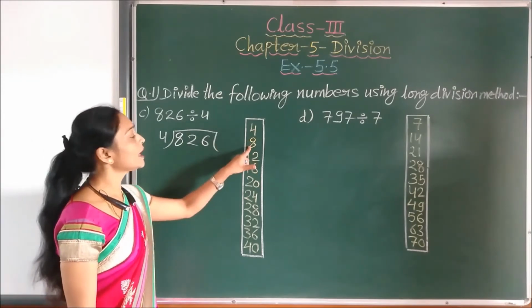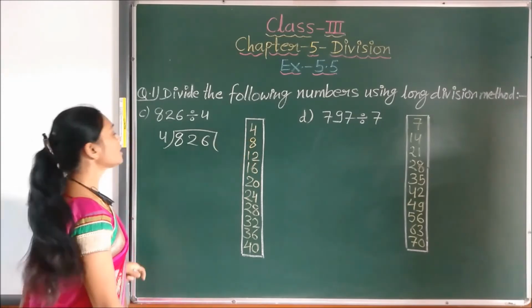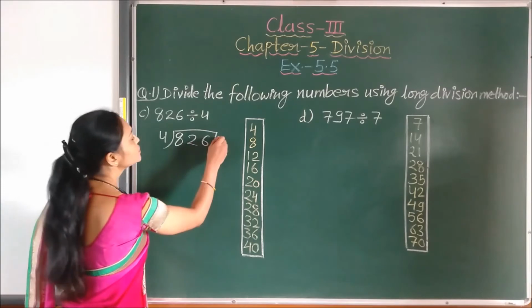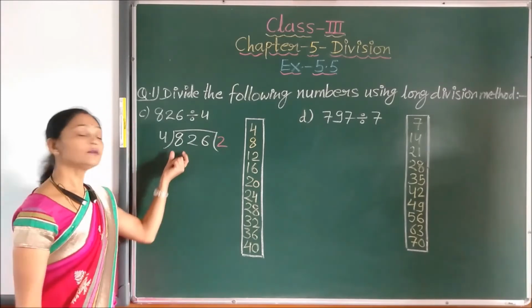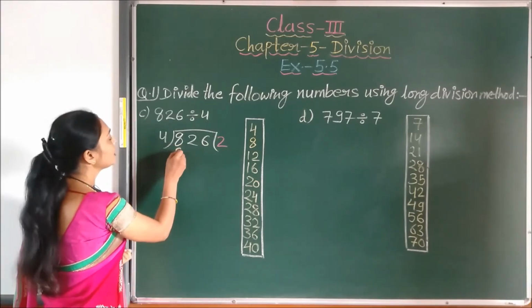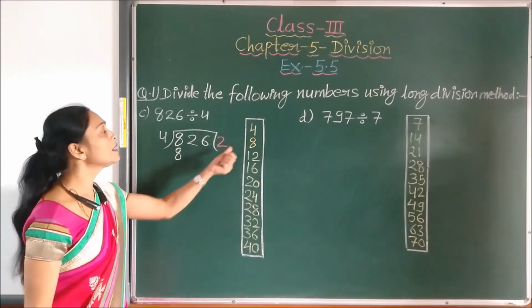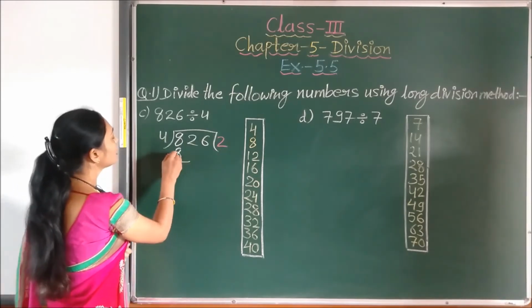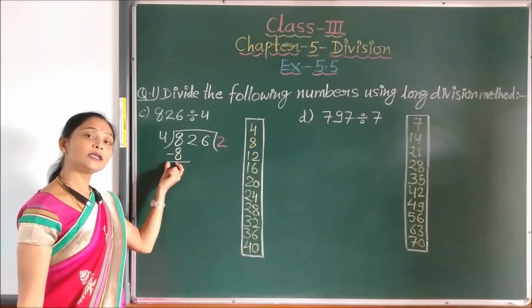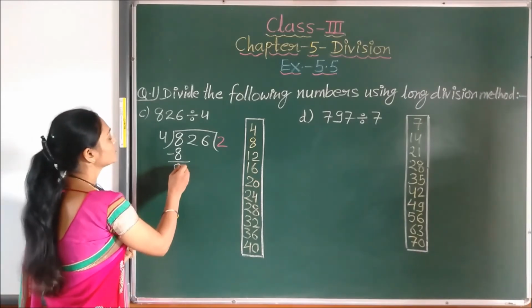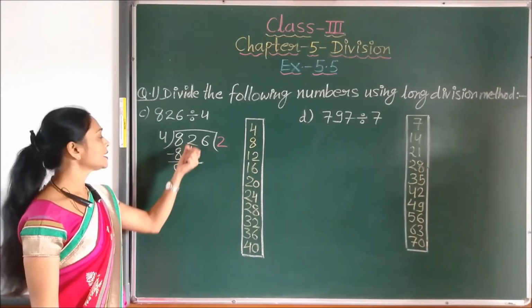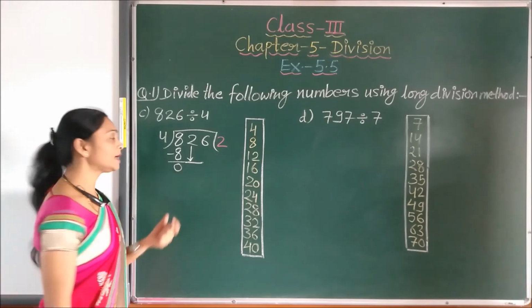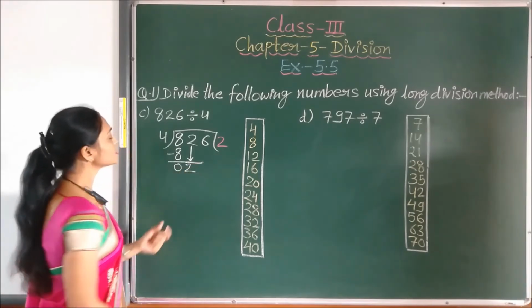4 ones are 4 and 4 twos are 8. Means how many times do we have to read it? 2 times. Now here what to write? Here we have to write 8. 4 twos are 8. So now 8 minus 8 is 0. Now what to do? This second digit we have to write down. So now we will write this 2.